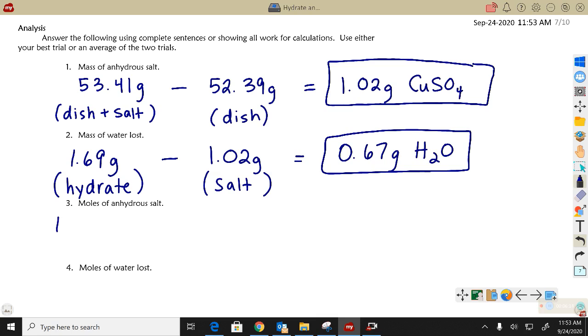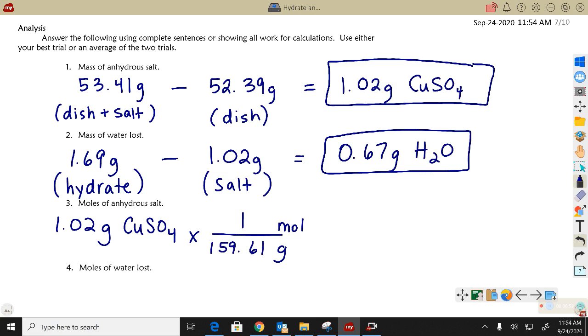So I just got to take my 1.02 grams of copper sulfate, set up my little proportion to cancel grams and put it in moles. Then every 1 mole of copper sulfate would have the mass on my periodic table. So I just need to add copper, 63.55, plus a sulfur, 32.07, and 4 times the oxygen. And that'd be about 159.61 grams.